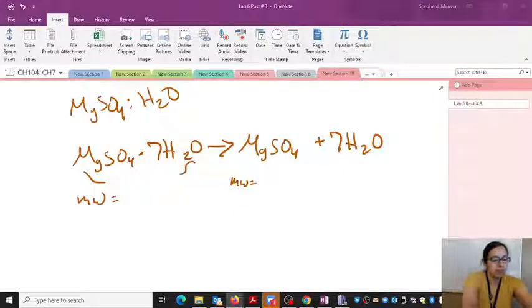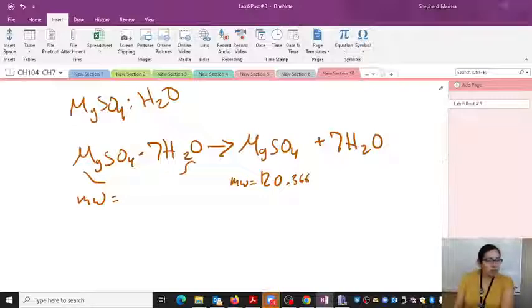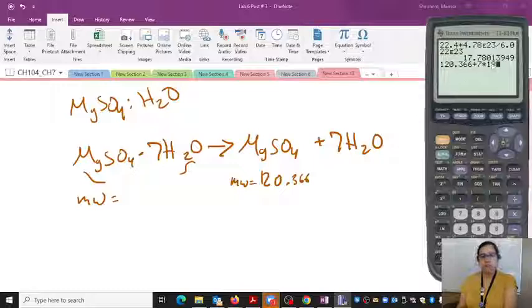Then we also need the molecular weight of our anhydrous. Does anyone have that by any chance? Okay, according to the internet, it says 120.366. Do you have a molecular weight for the hydrated one? It's not the same. So it would be 120.366 plus, in your case, 7 times 18, since 18 is the molecular weight of water.